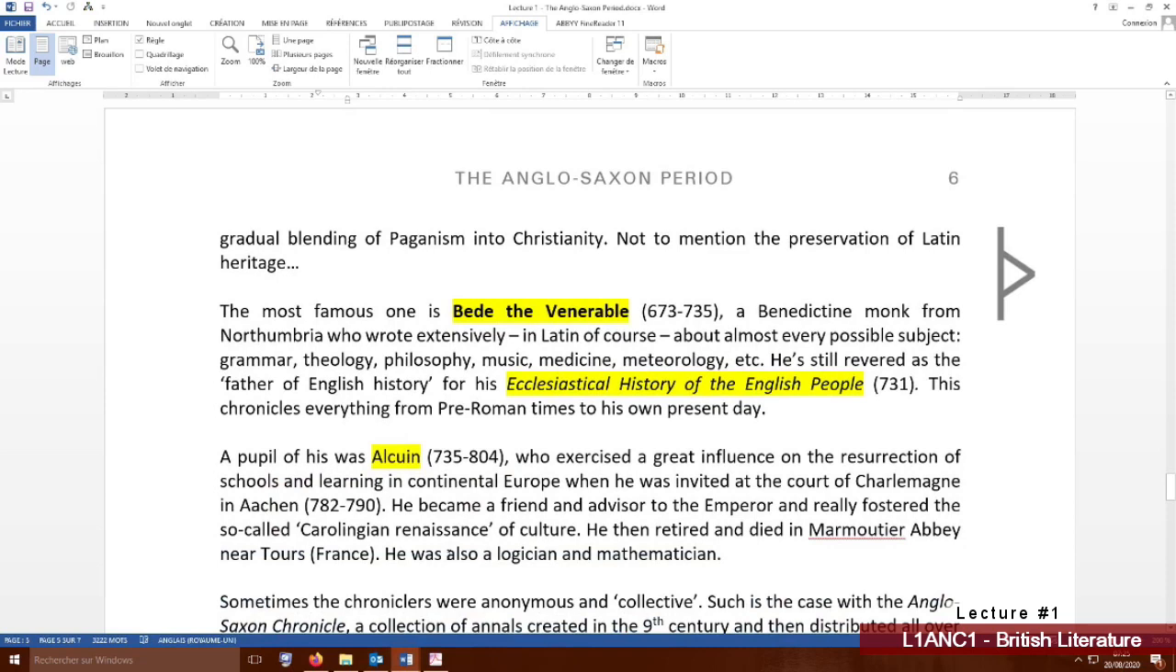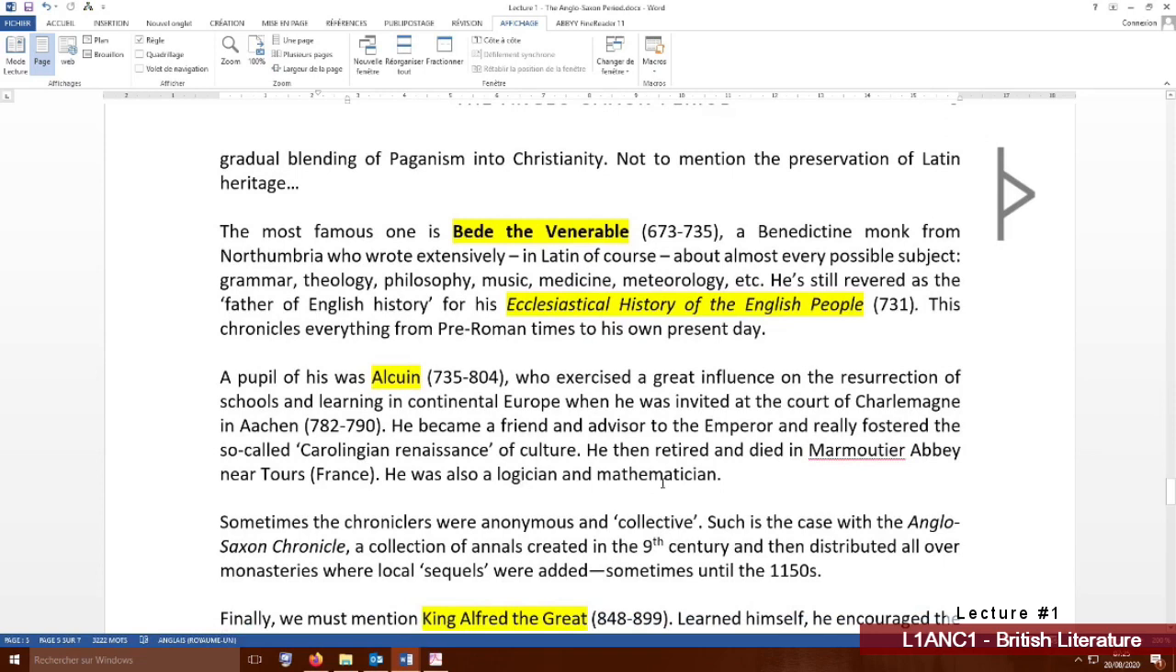Now, beside the Venerable Bede, we find people like Alcuin, who is famous for having exercised a great influence on the resurrection of schools and learning in continental Europe. He might be the one responsible for our doing what we're doing today, because of course he became a great friend of the Emperor Charles the Great, Charlemagne, at his court in Aachen, where he somehow fostered the Carolingian Renaissance of culture, including the reorganization of a system of schools. He was also a logician and a mathematician.